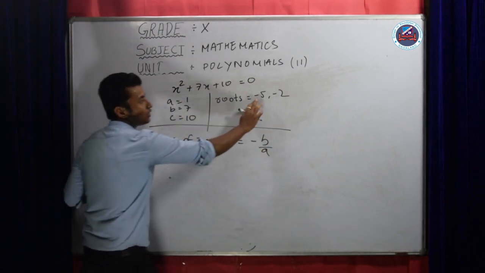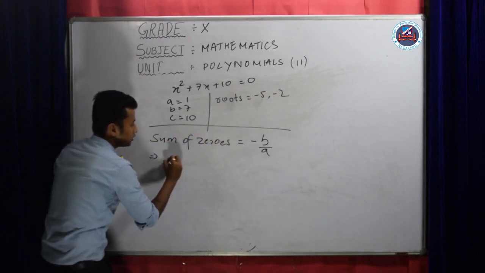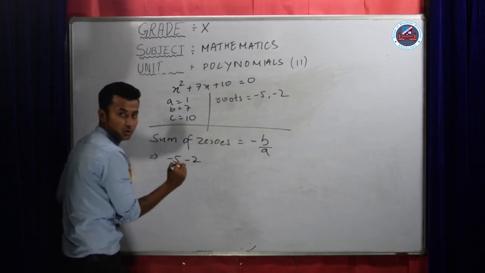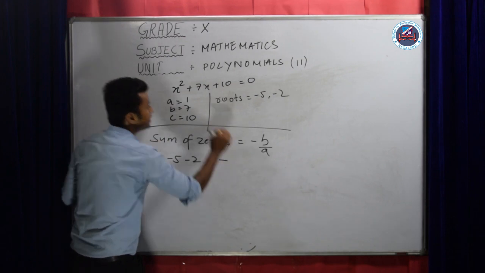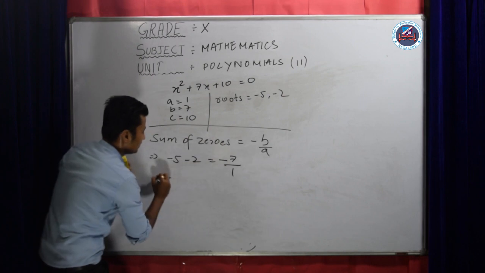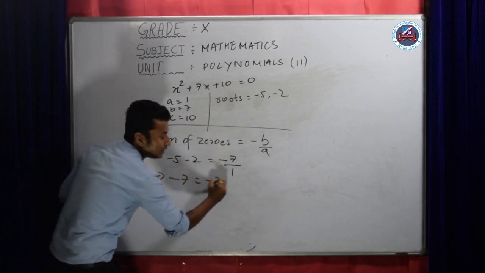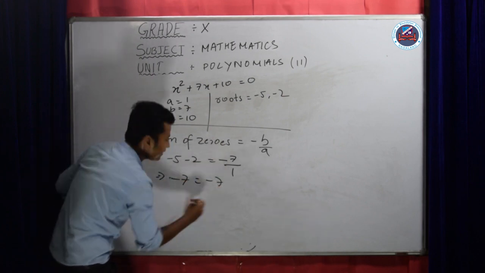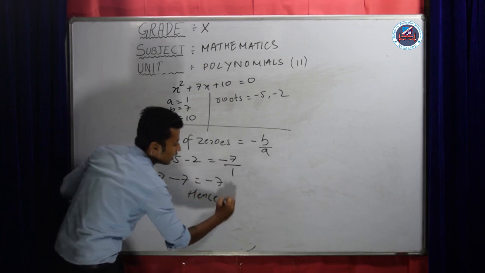Sum of zeros. What are the two zeros here? Minus 5, minus 2. So LHS has minus 5, minus 2. RHS has minus of b by a. What is b here? 7. A here? 1. So minus 7 equals minus 7, matched. LHS equals RHS. Hence proved. Your answer is correct.